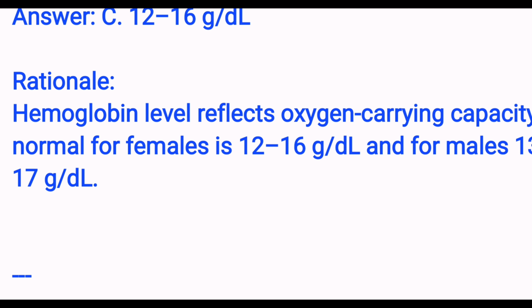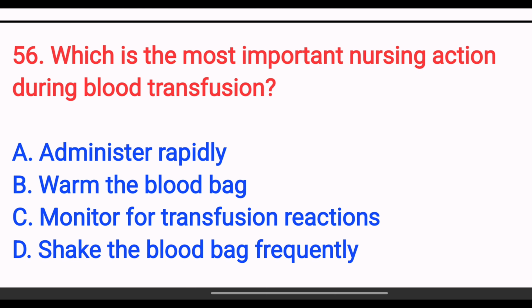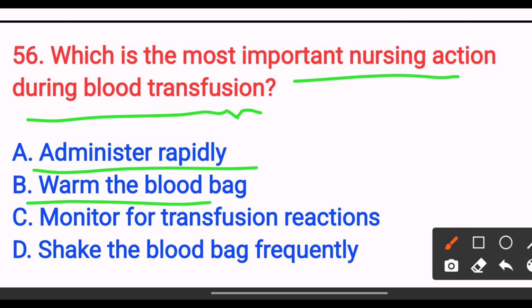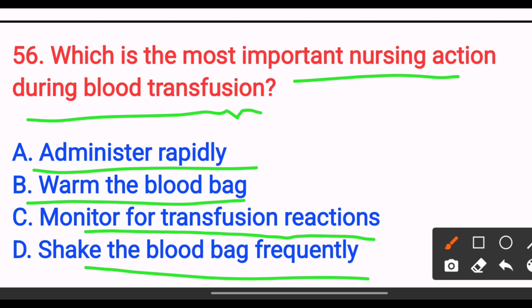Next, which is the most important nursing action during blood transfusion? Option A, administer rapidly. Option B, warm the blood bag. Option C, monitor for transfusion reaction. Option D, shake the blood bag frequently. The answer is option C, monitor for the transfusion reaction, because the nurse must observe for fever, chills, dyspnea or back pain indicating reaction and stop the transfusion immediately. So the answer is option C.